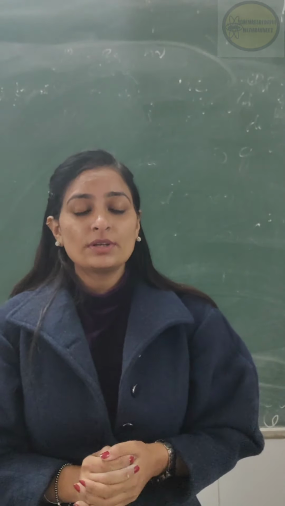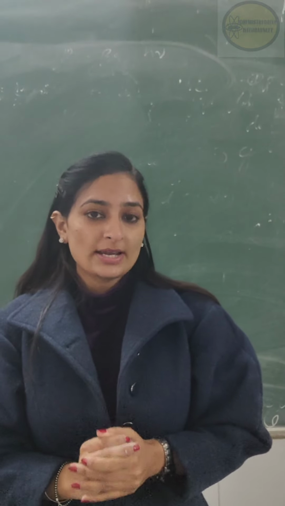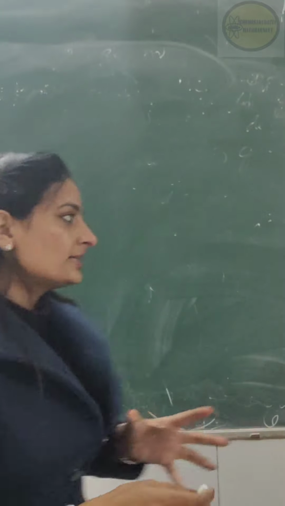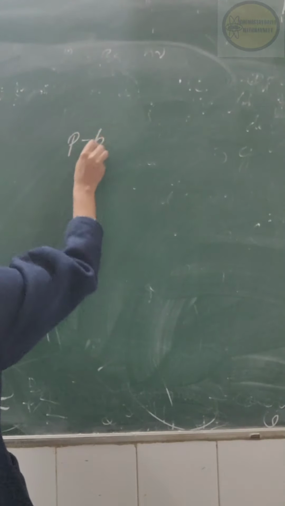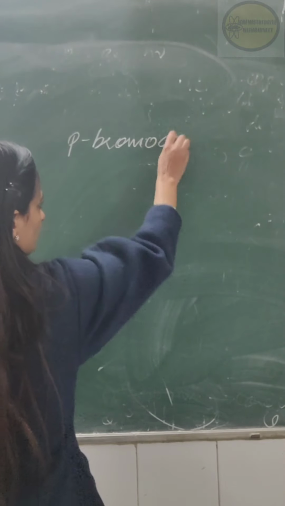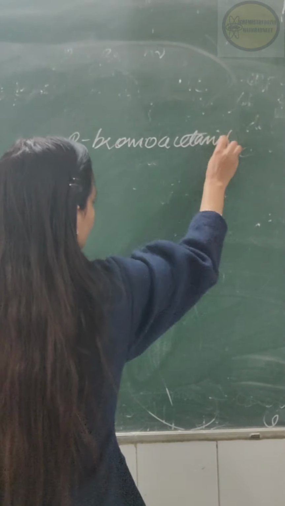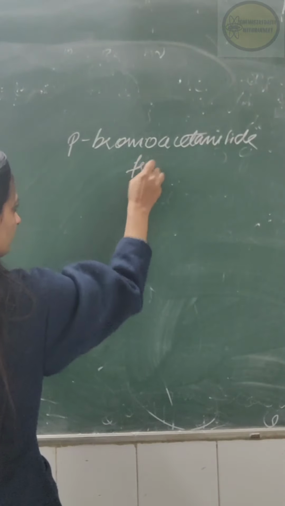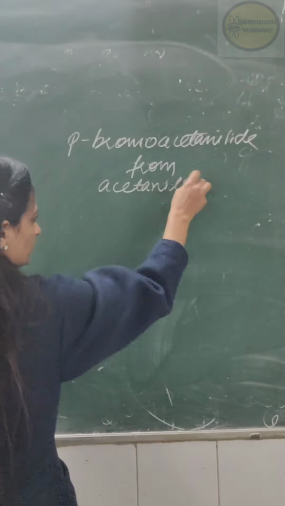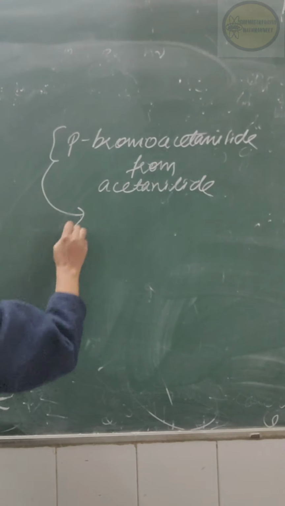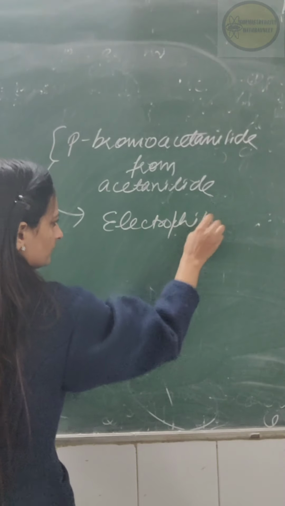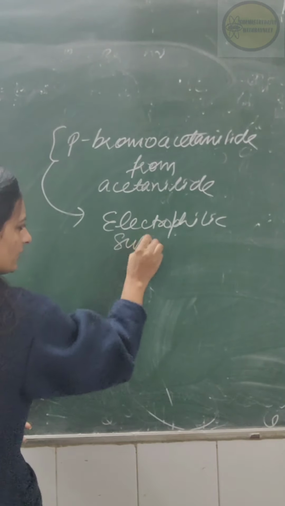Today in this video we will learn how to prepare para-bromo-acetanilide from acetanilide. So para-bromo-acetanilide preparation is actually a kind of electrophilic substitution reaction.